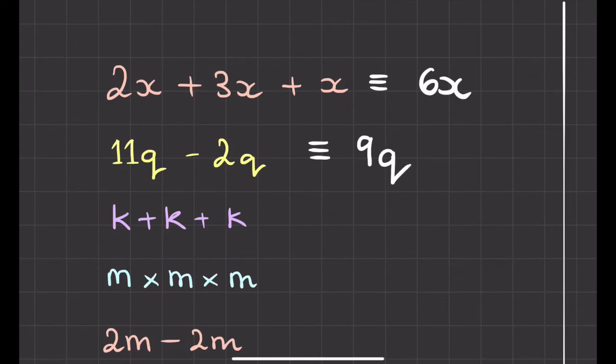Right, the next one, I've got k plus k plus k. So I've got 3 groups of k. So we'll write that as 3k. 3 groups of k.